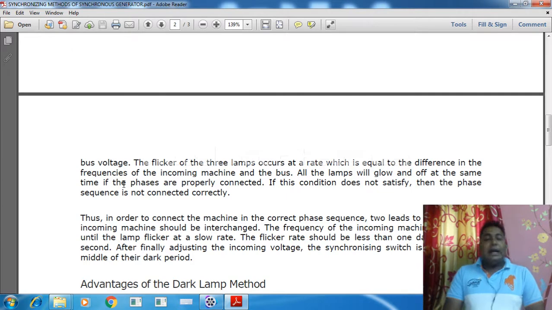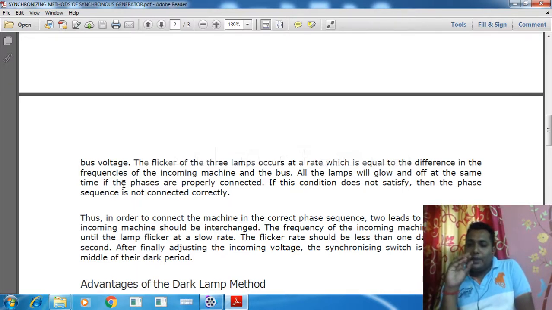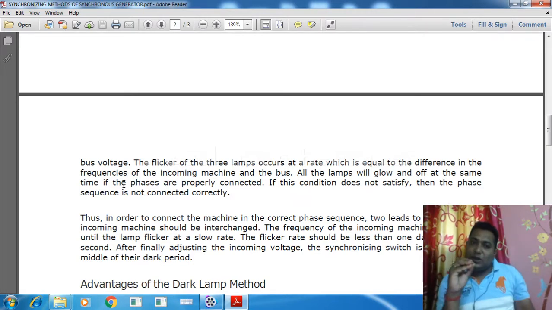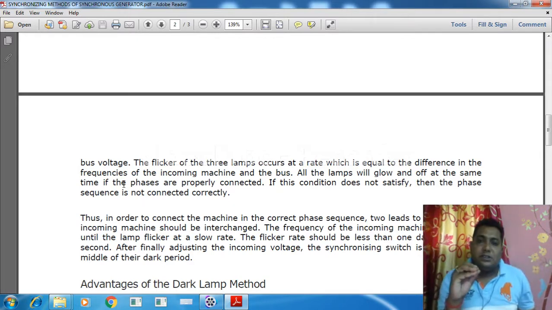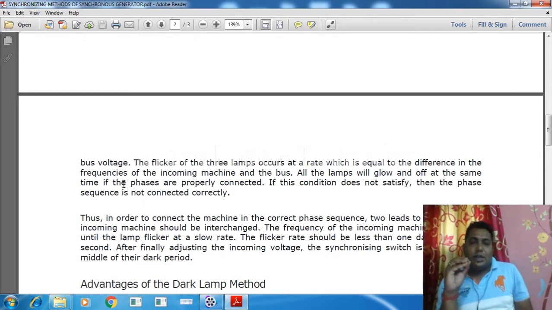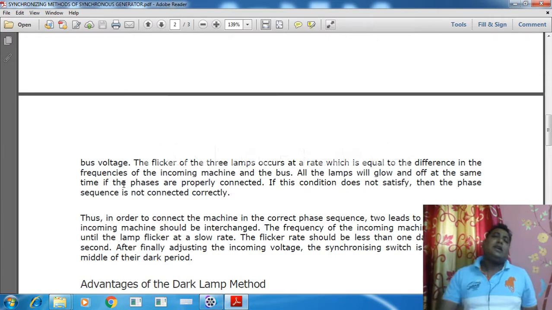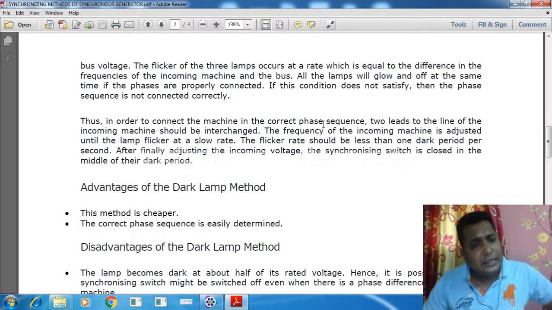Okay, after finally adjusting the incoming voltage, the synchronizing switch should be closed in the middle of the dark period. So it is glowing, then it is dark, glowing, dark. When it is at the dark condition, at that time we have to switch on the synchronizing switch, so that when it is again in the glow position, it is already connected to the system. Okay, so this is the procedure by which we can synchronize an incoming alternator to the running system.